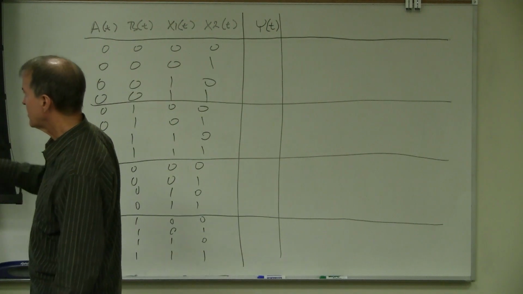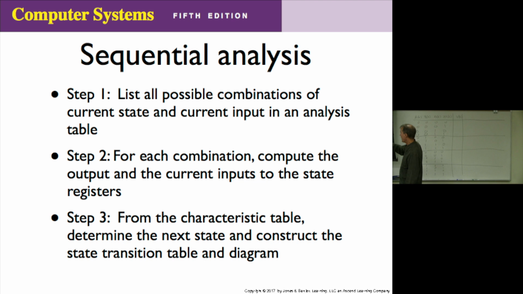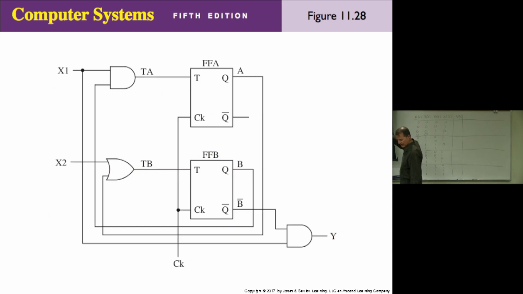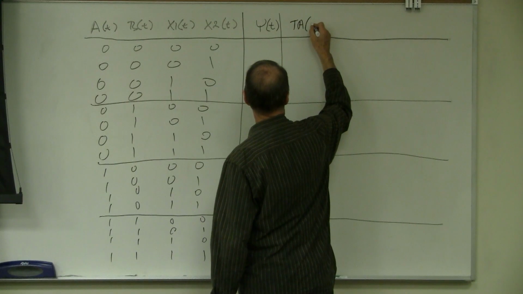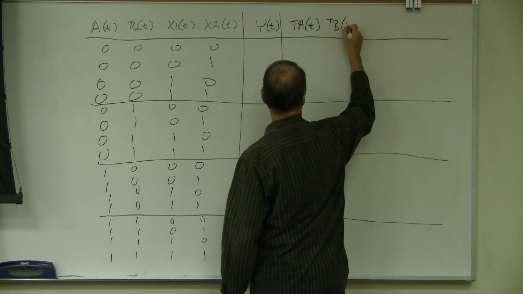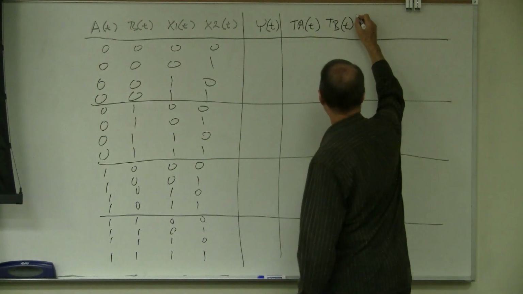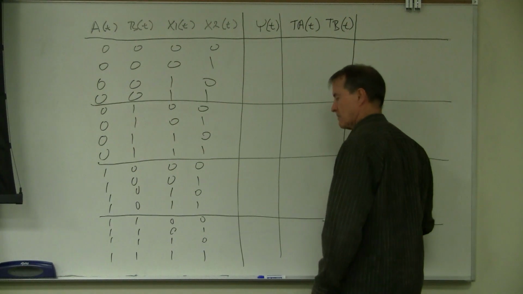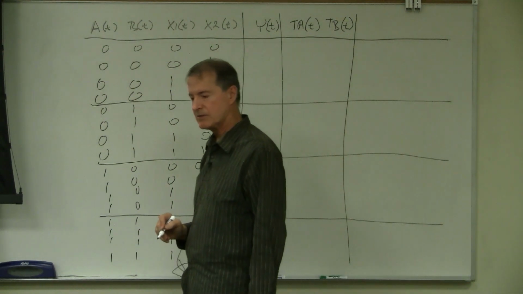All right? And then let's go back to our bullet point. For each combination, compute the output and the current what? Inputs to the state registers. Well, what inputs do we have? How did we label the inputs going into the state registers? TA and TB, right? So here, let's do TA at what time? T. And TB at what time? T. Are you with me? So we'll calculate that. Is everybody with me on this?